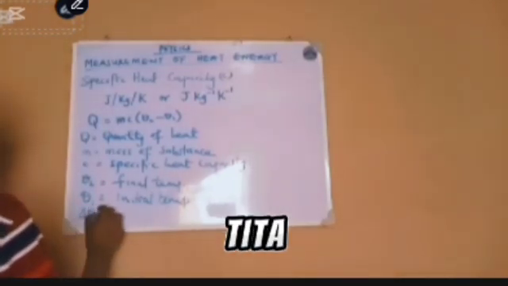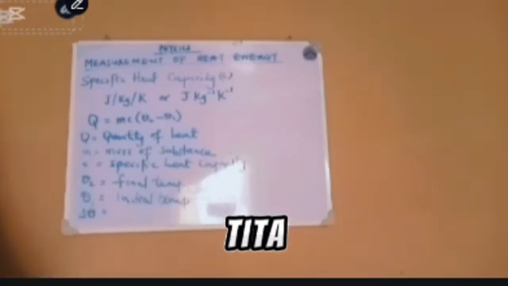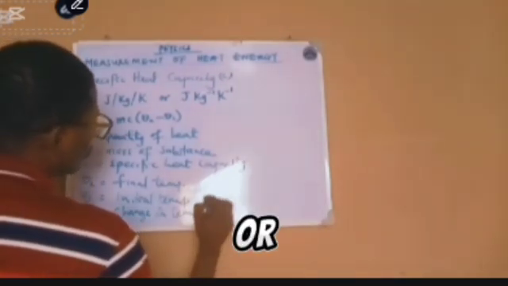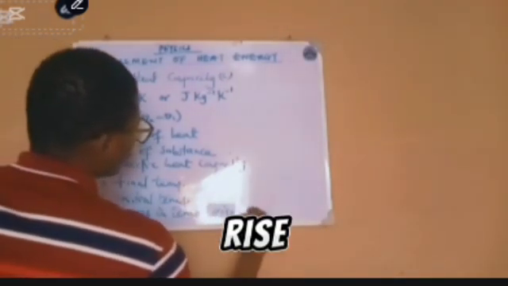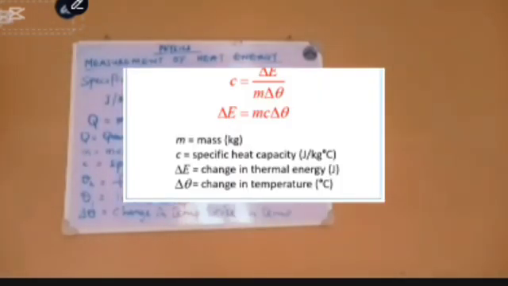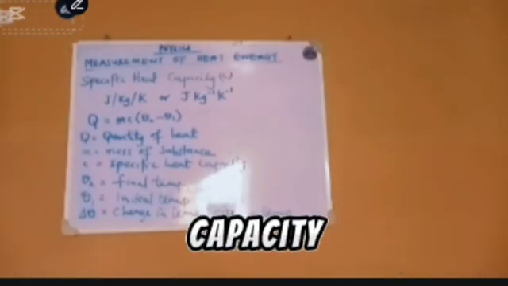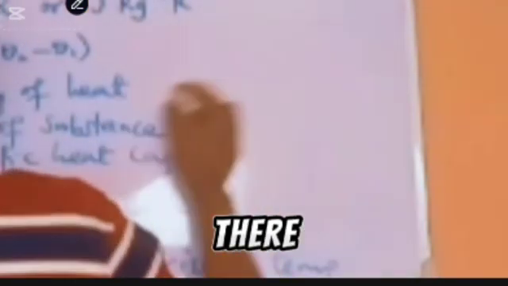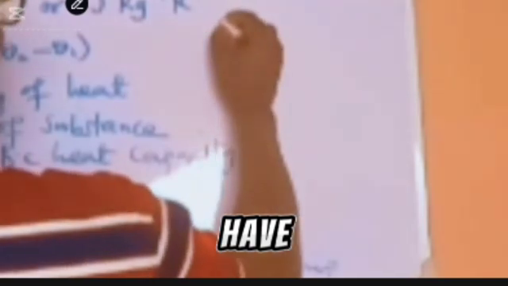And we can still say change in theta. This delta theta is what? Change in temperature or rise in temperature. You take note of that. So now, how do we derive the unit for specific heat capacity? So from Q is equals to MC (theta 2 minus theta 1), we can make C the subject of the formula there.